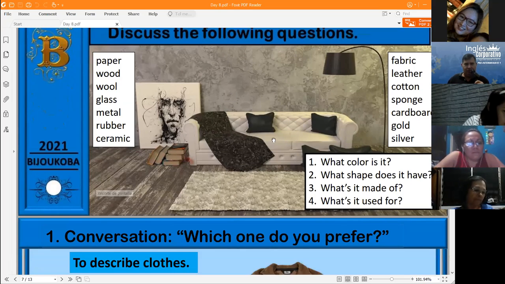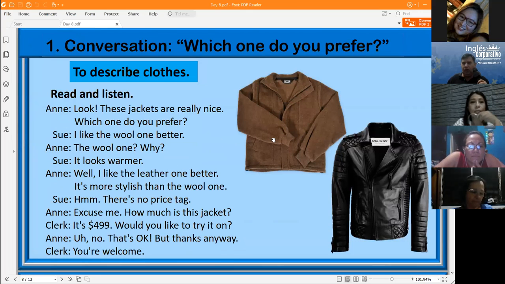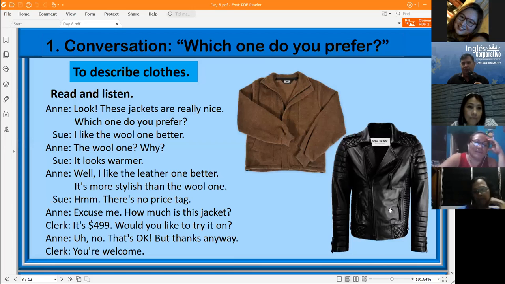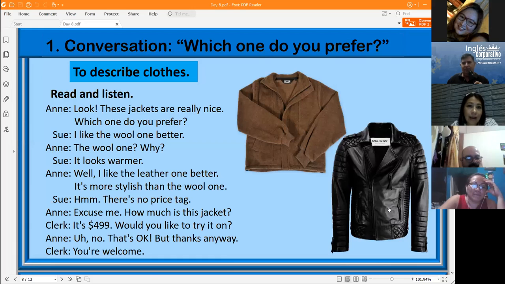So now let's continue. Conversation. Which one do you prefer? Look at the two sweaters. Which of the two do you prefer? The brown one or the black one? I prefer the black one. Yes, black one. I prefer the black one too.